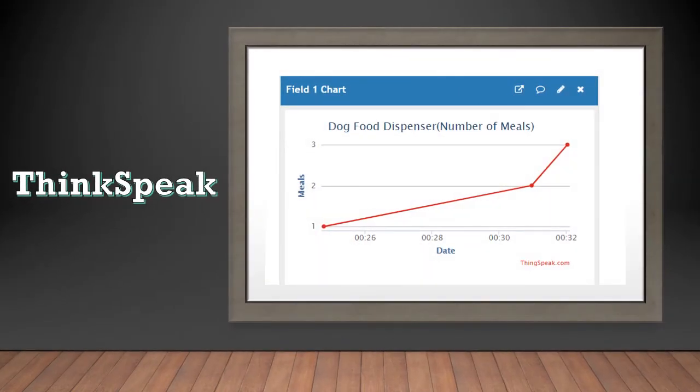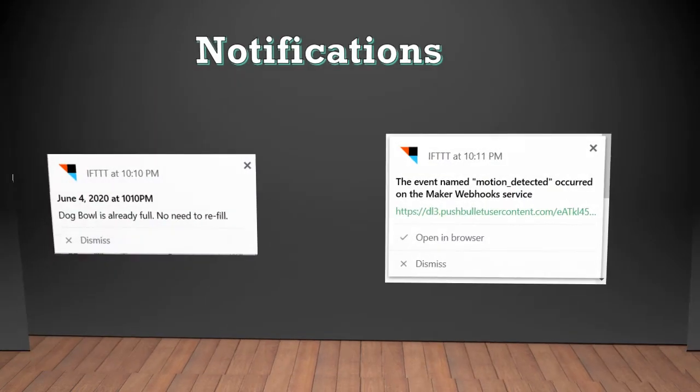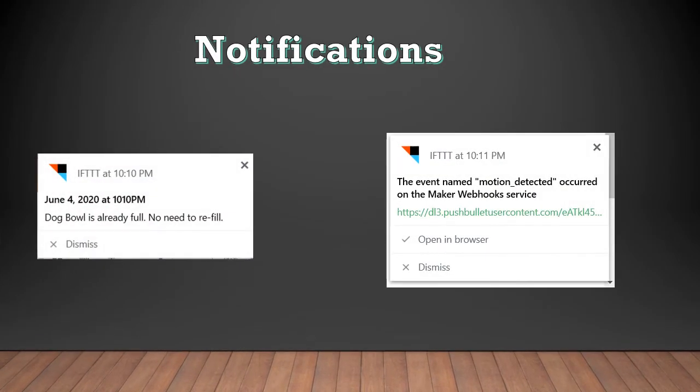This is ThingSpeak. Whenever the owner gives food to the pet, it will be represented here. As you can see, first, second, and third meal given here. The notification will pop up on all the devices which have your Pushbullet ID. Basically, I am showing you the Pushbullet notifications on my laptop. It says June 4, 2020 at 10:10.